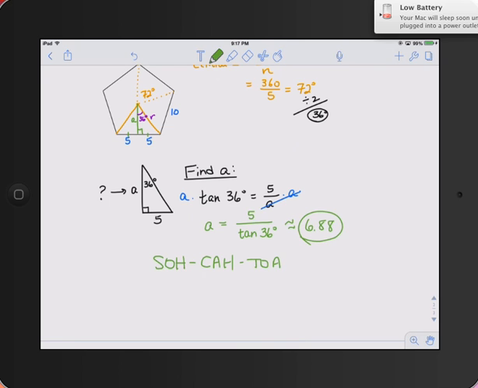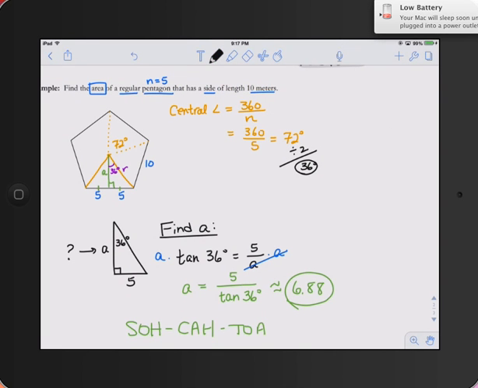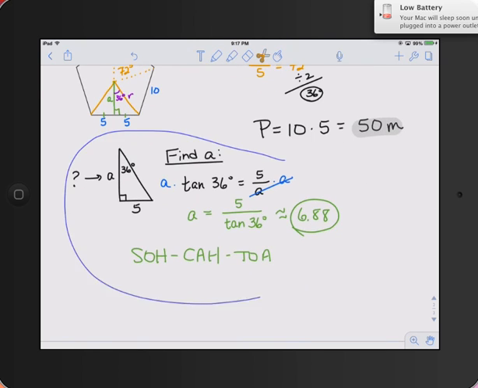All right, so we're trying to get the area. So perimeter first would be: 10 is the length of a side. There's 5 sides, so that would be 50, and we're in meters. So that's our perimeter value. You know, I'm going to move this down a little bit so we have a little more room to work.